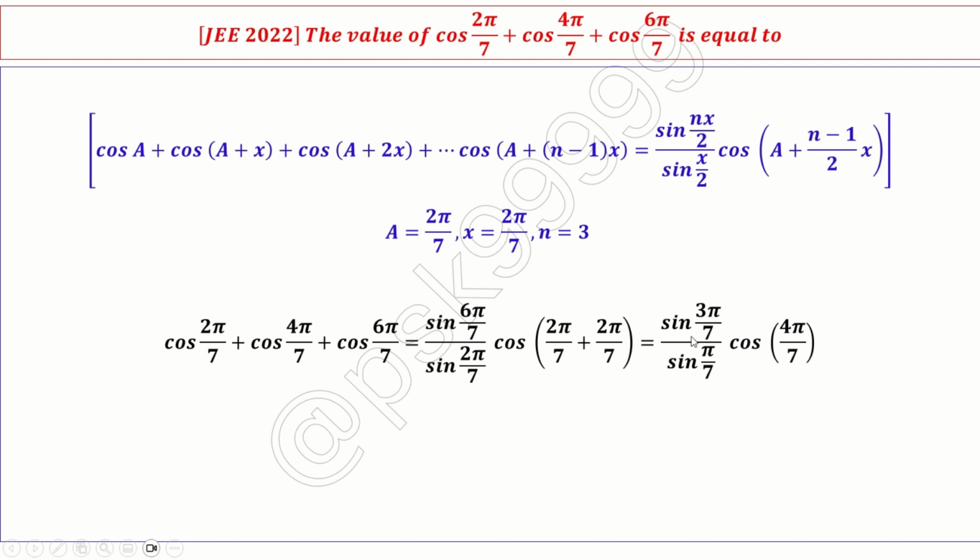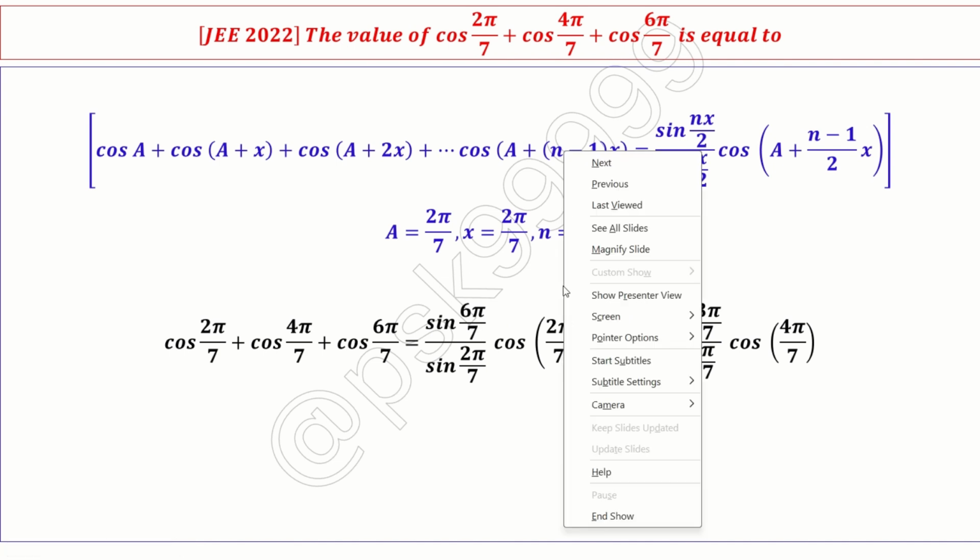Which is equal to sine 3 pi by 7. Oh, sorry, there is a divided by 2 also here actually. There is a divided by 2 which I missed here. Let me write it here.